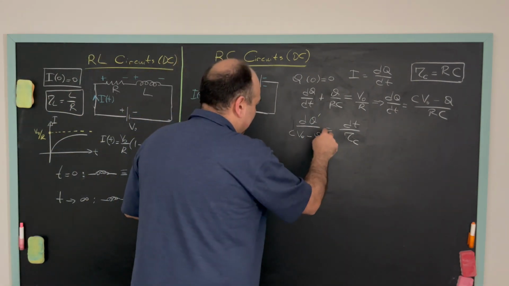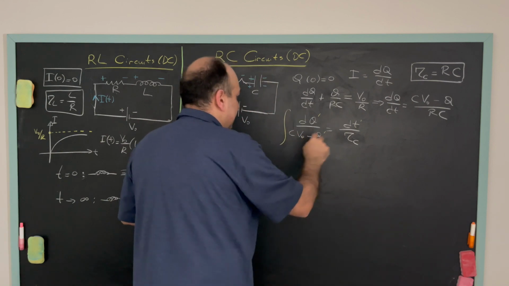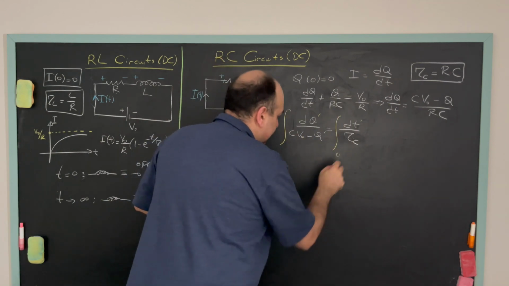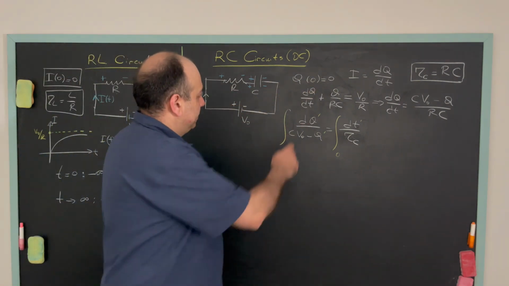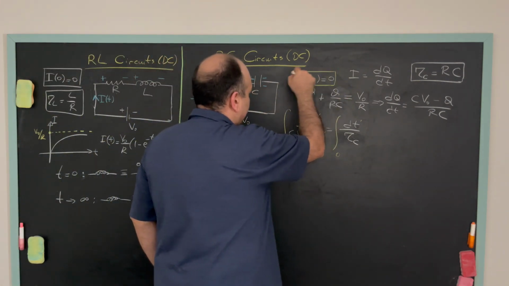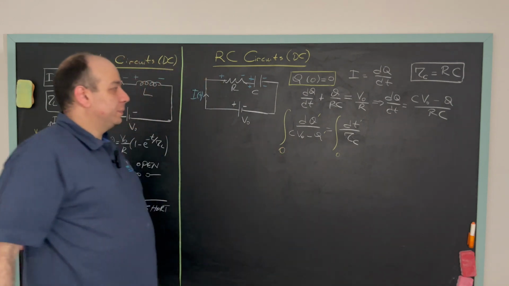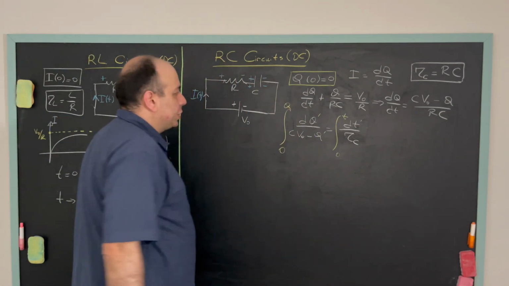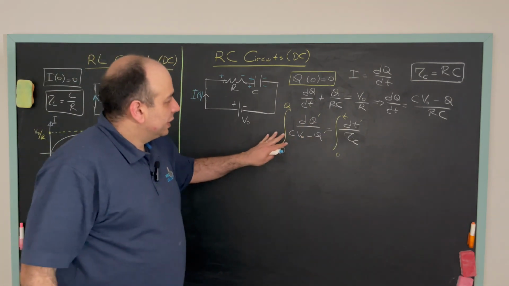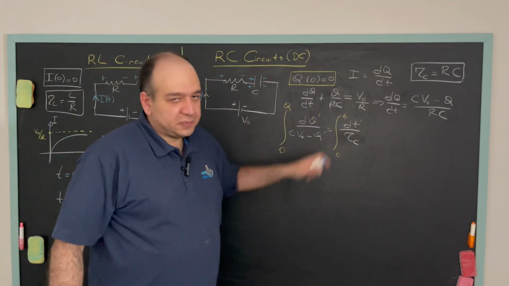Okay. So let's call it Q prime, T prime. Integrate. When T is equal to 0, okay, my initial condition is right here. So Q must be equal to 0. When T prime is equal to T, the charge is going to be Q. So when I solve these two integrals, I'll get Q as a function of time T.